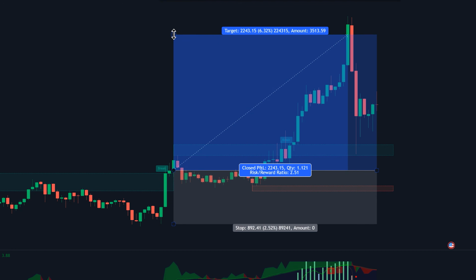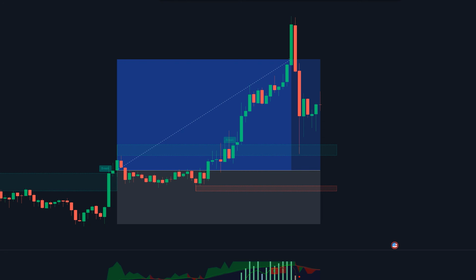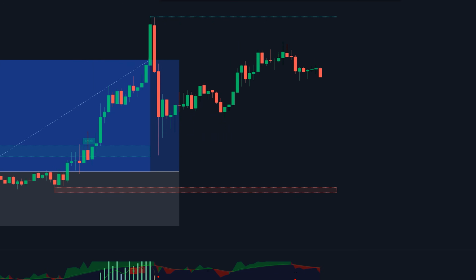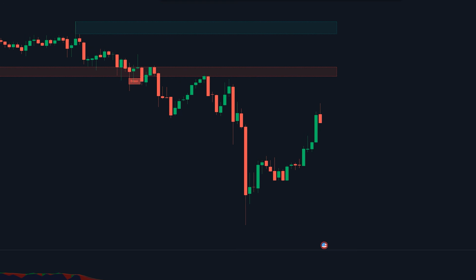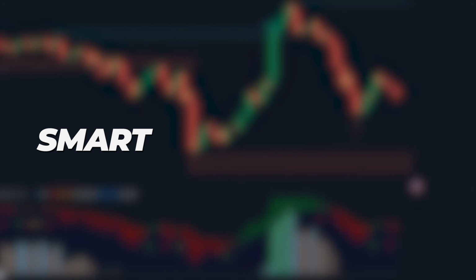Now, the question I've been asking myself is why? Why were these positions profitable? And if you find yourself asking the same question, well, lucky for you, I have the answer. The reason for this profitability was because we entered these positions at the same time as smart money traders.